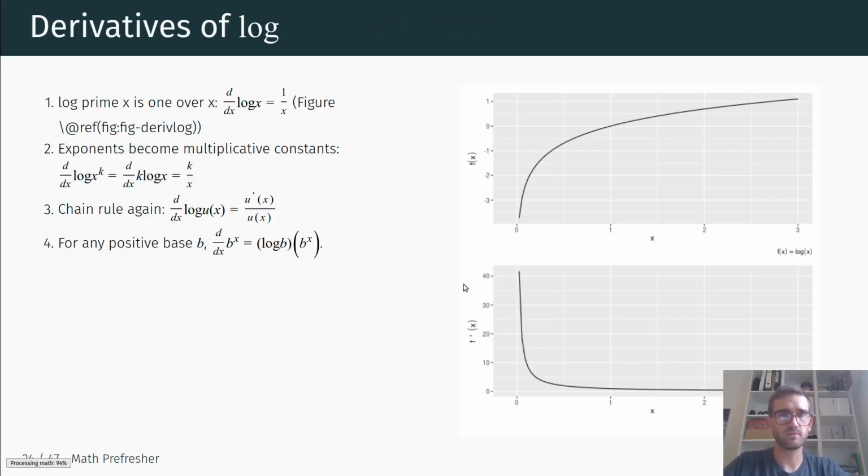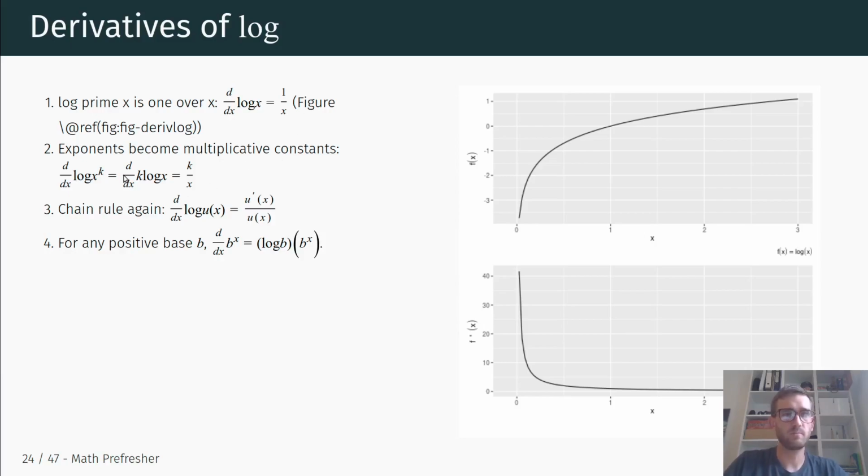When it comes to derivatives of the log, I have some issues with the math compilation, but that's fine. So if you take the derivative of log of x, that is equal to 1 over x. So d dx log x is equal to 1 over x. We had that in the previous slides as well.